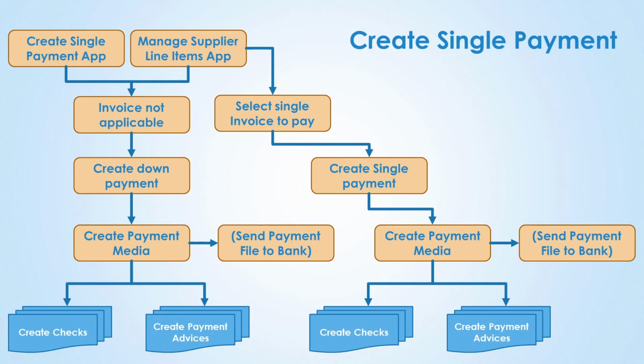The Create Single Payment functionality can be launched directly from the app, in which case only a down payment is created. If you launch it from the Manage Supplier Line Items app, then you can choose to pay either a single invoice or create a down payment. Note that the slide shows the maximum functionality, but you can configure the system, for example, to create only a down payment request rather than the full payment, or just to post the payment and not create the payment media. In earlier versions, the app used to be called Create Manual Payment.